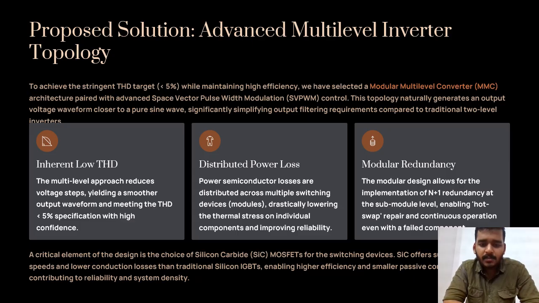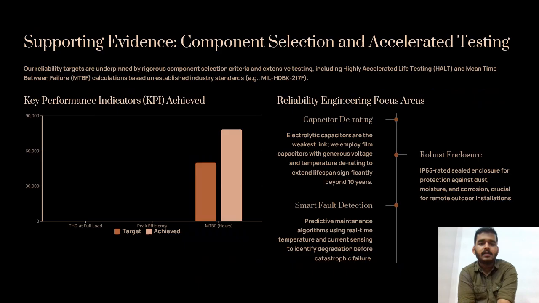Compared with the traditional silicon IGBT, an IGBT is also a transistor, a two-level operation transistor. It can control the current and it can control the voltage. A fully controlled transistor, the IGBT enables higher efficiency and smaller passive components, further contributing to system reliability. Supporting this, we can say that capacitor derating and smart fault detection boost the enclosure.